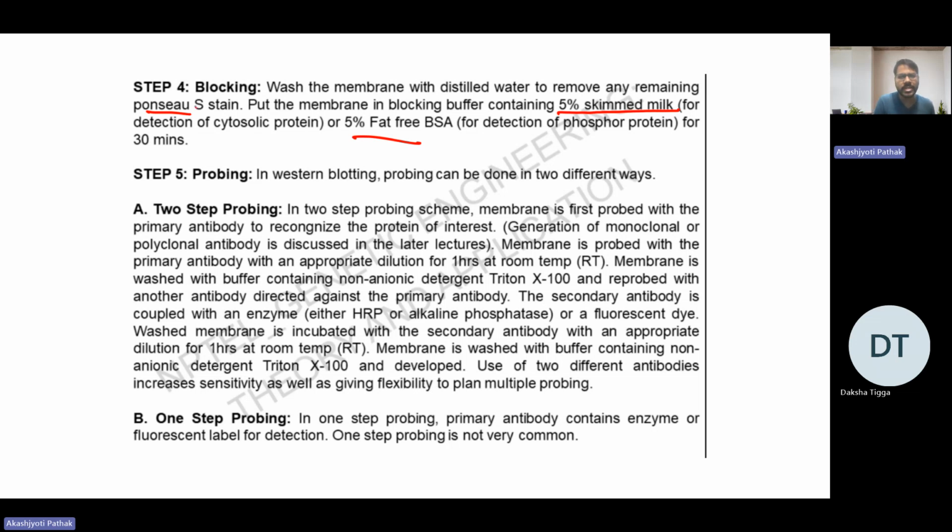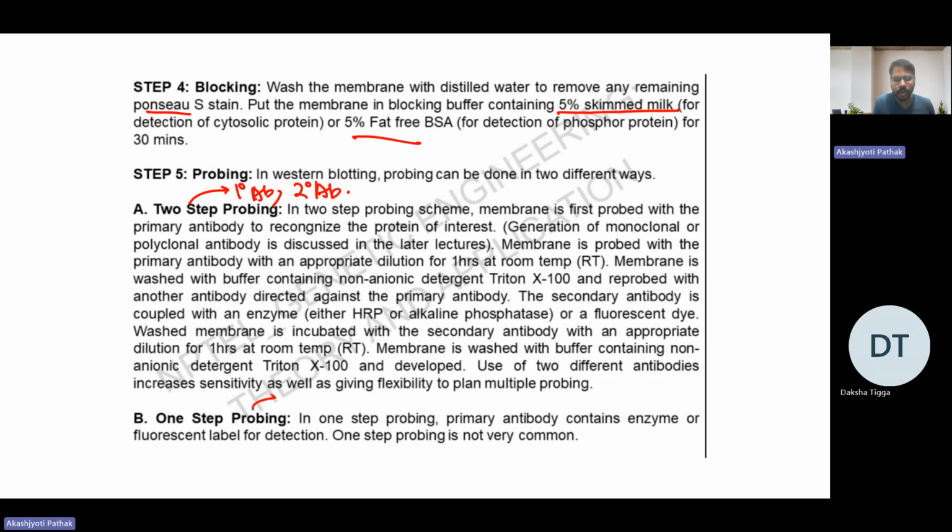So after the blocking agent is added, there are two-step probing and one-step probing. In two-step probing, what is that? First, a primary antibody is added against the protein you want to probe, and then a secondary antibody is added. Two-step probing means you add a primary antibody, then you wash it off after incubating it overnight, and then you add the secondary antibody.